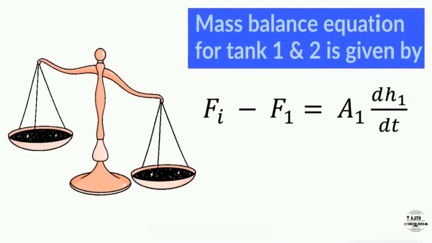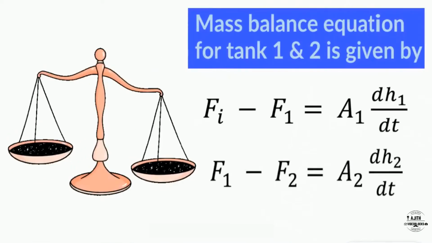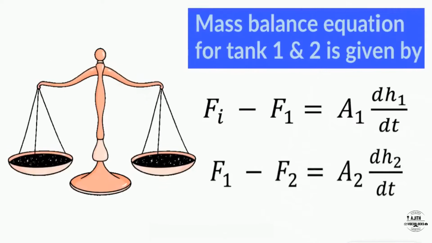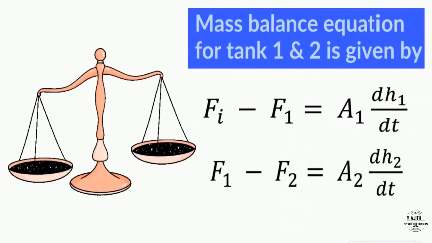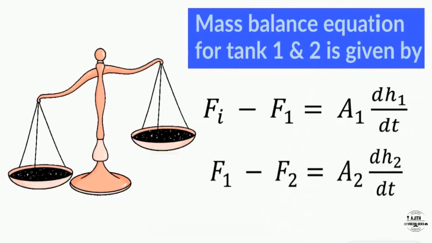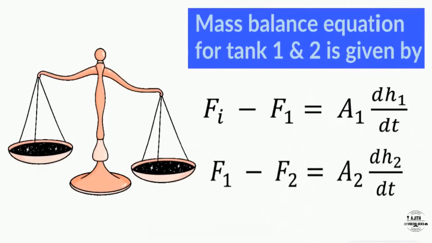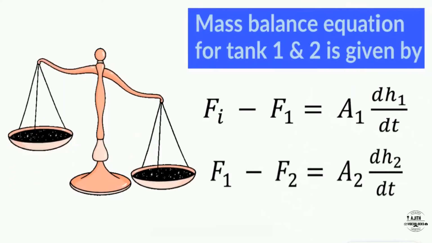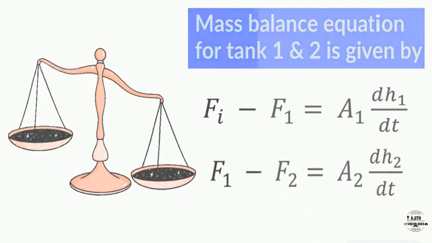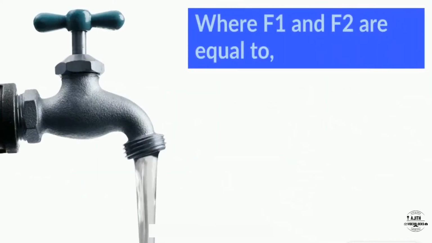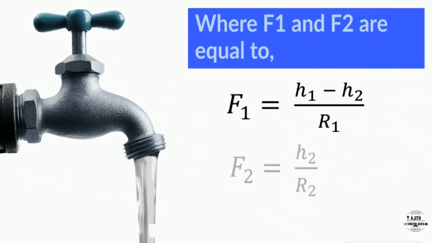When seeing the mass balance equation for tank 1 and tank 2, we can obtain the below shown equation. Fi minus F1 is equal to A1 into d by dt of H1. F1 minus F2 is equal to A2 into d by dt of H2. Where F1 is equal to H1 minus H2 divided by R1. F2 is equal to H2 divided by R2.